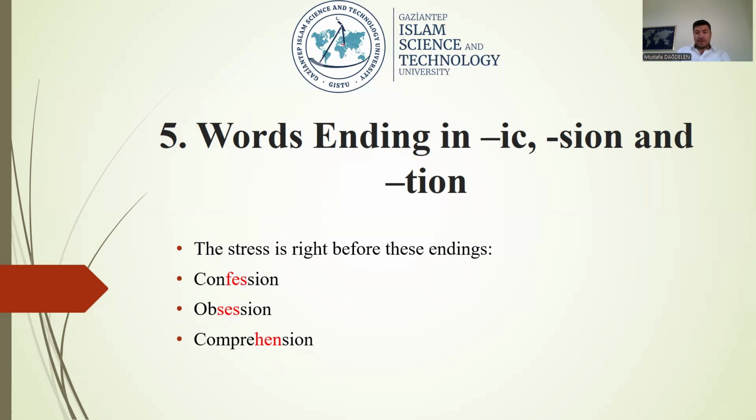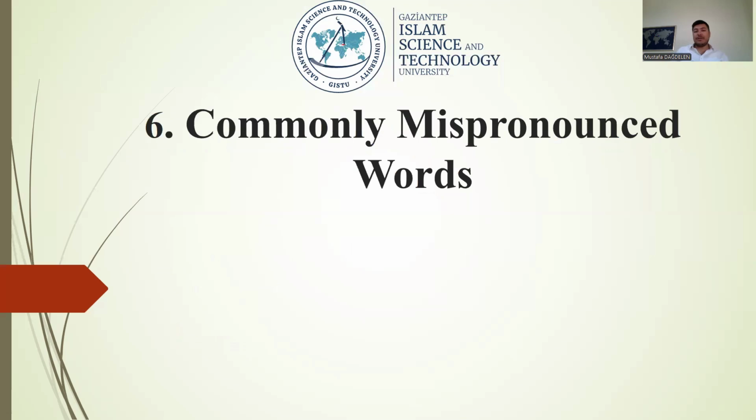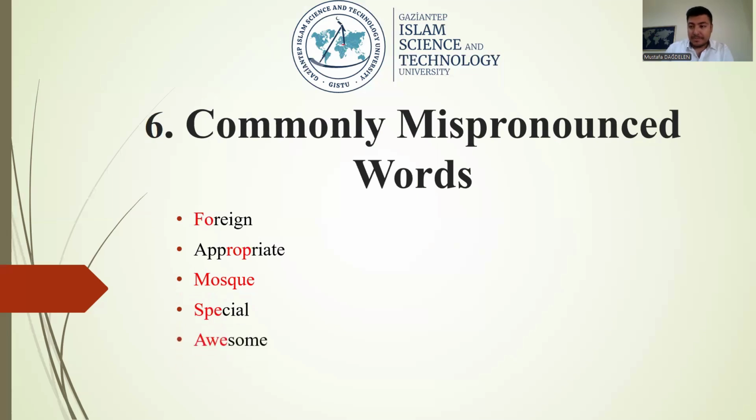All right. And our last part is about commonly mispronounced words in English. Foreign. Appropriate. Mosque. Special. Awesome. Or in an American accent, you can hear awesome, but the stress doesn't change. It's always on the first syllable in this word. High.